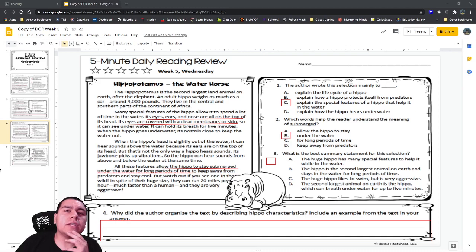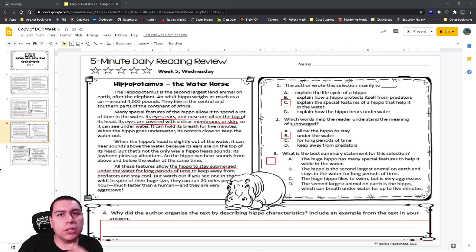Okay, so Bailey, you say answer choice D. The second largest animal on Earth is the hippo, which can breathe underwater for up to 5 minutes. So was my passage mostly talking about how it can breathe underwater or how long it can breathe underwater for?